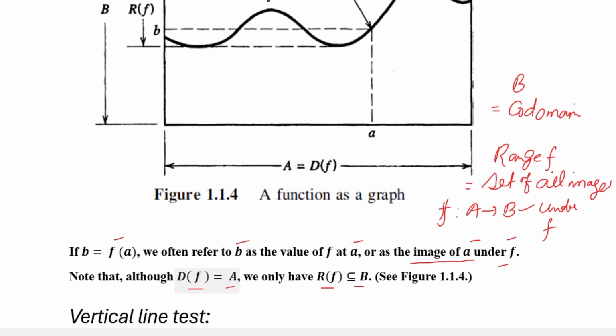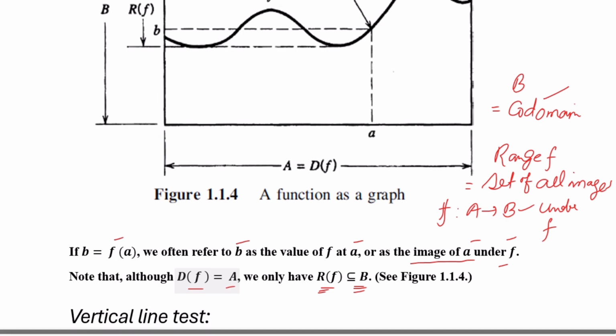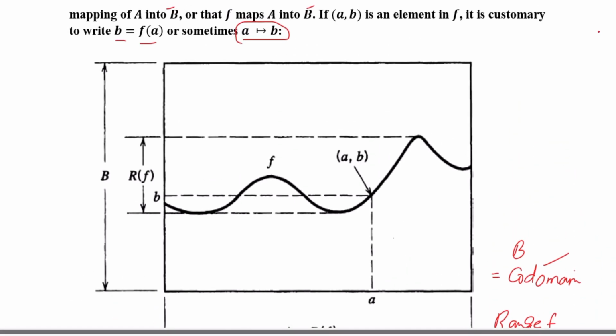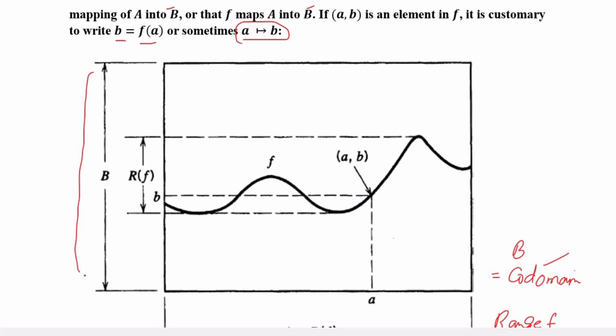B is called codomain. That's why range of f is always a subset of B, because it is possible that B contains some extra elements that are not the images of f. From this figure you can notice that the height of B, this represents set B, is bigger than the height of range of f. Your range of f lies in this interval, while your set B is at this height.